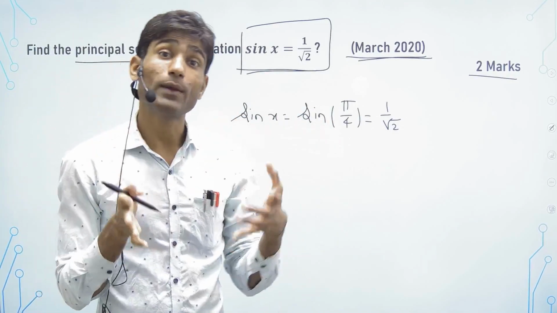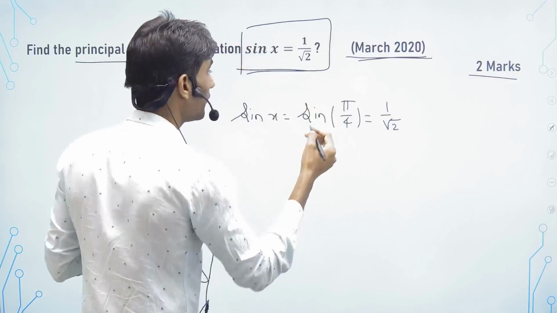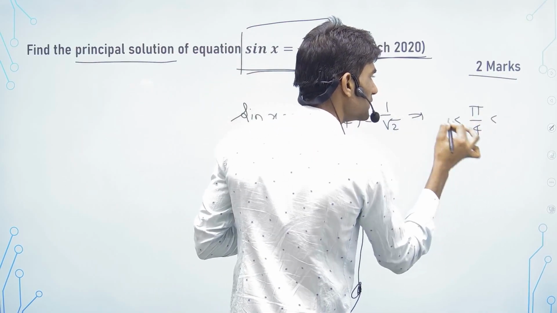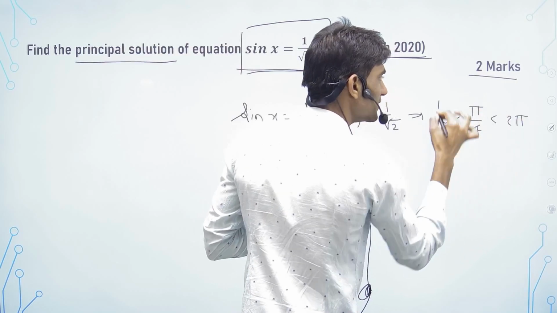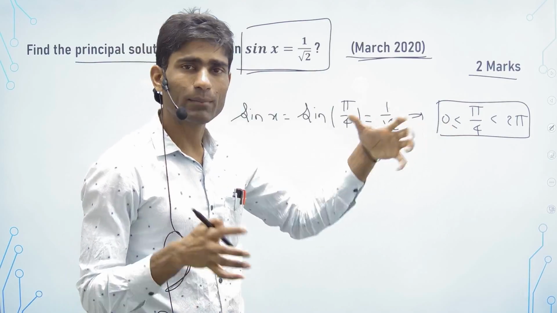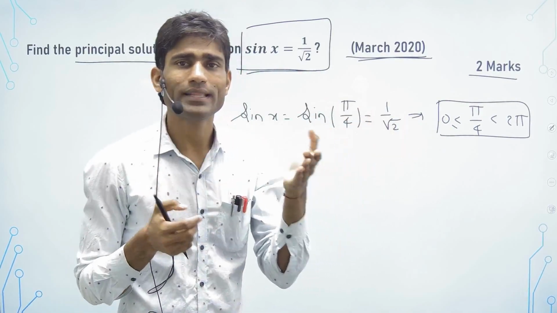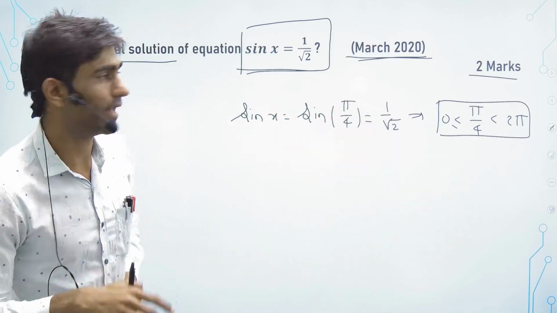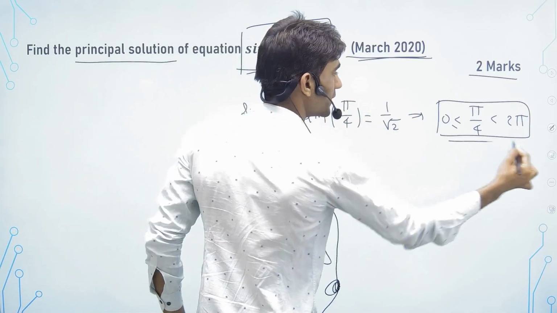Pi by 4 means 45 degrees, and can we say that pi by 4 lies between 0 to 2 pi? Yes sir, we can say easily, because it is clearly mentioned there that pi by 4 lies between 0 to 2 pi. That means pi by 4 has a 45 degree value. So obviously it is there. I hope you all have understood that first theta.